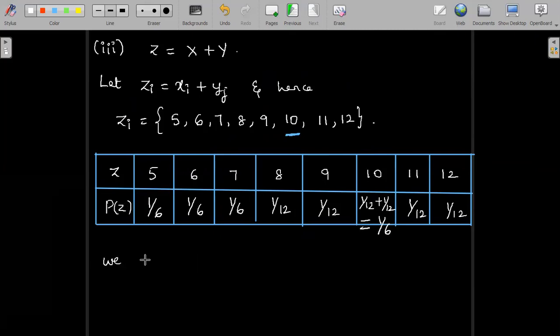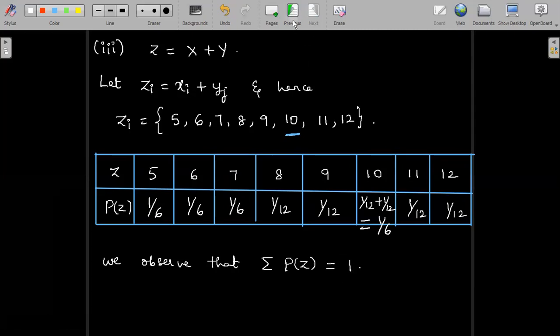And here we observe a small observation: the sum of all p of z values is equal to 1. If you want, you can sum it up and just check it out. The sum of all p of z values will be equal to 1 itself. Probability can at most be equal to 1, no? So that is the reason here the sum will be equal to 1.